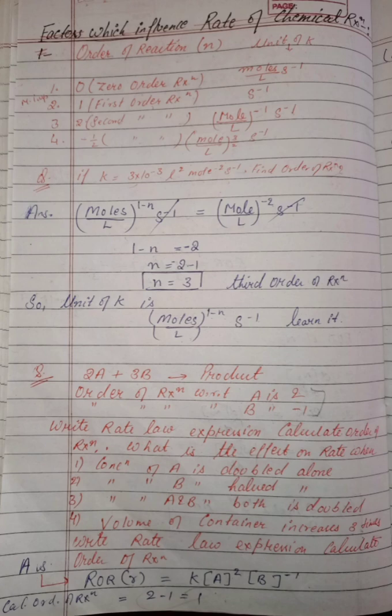So when we have to find the order of the reaction we use the unit. Here we are using mole per liter to the power 1 minus n and second inverse. So second inverse is cancelled. After this, mole per liter to the power minus 2. The second inverse cancels each other. So here 1 minus n is equal to minus 2, and coming here, minus 2 minus 1, n is equal to 3. This is a third order of reaction.